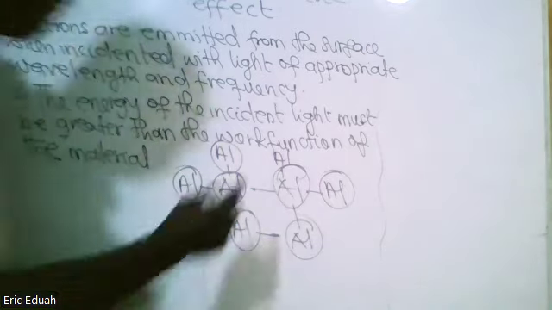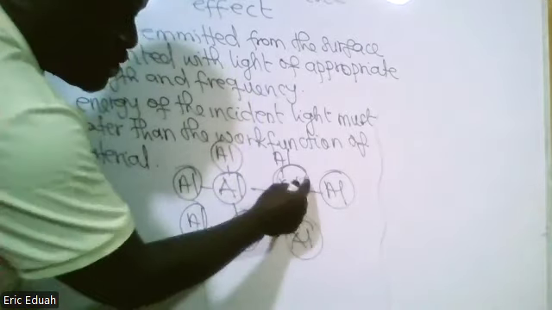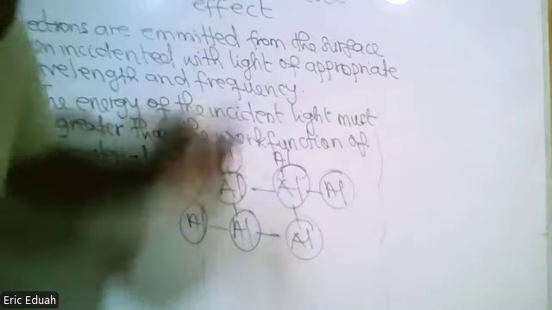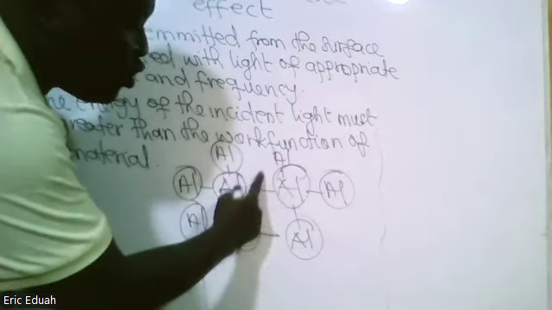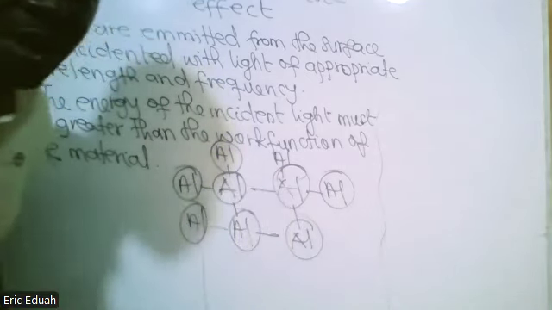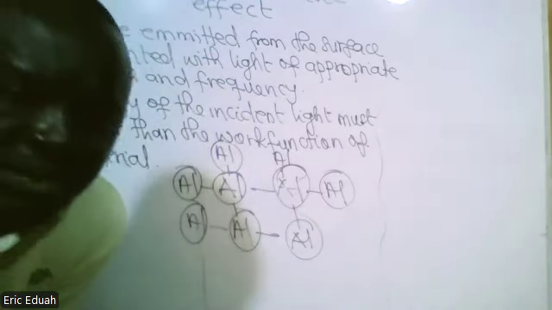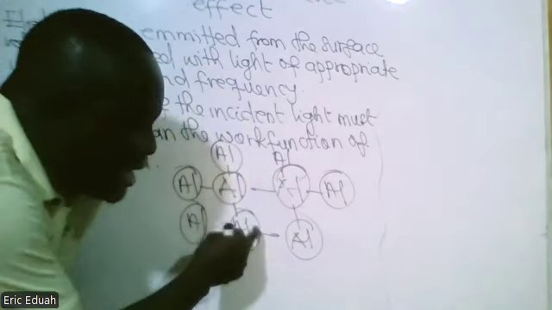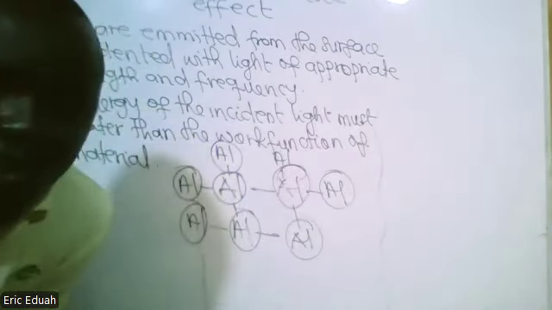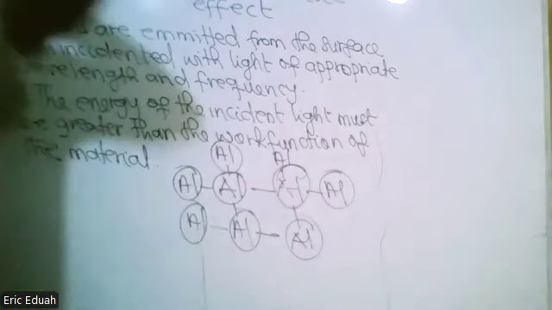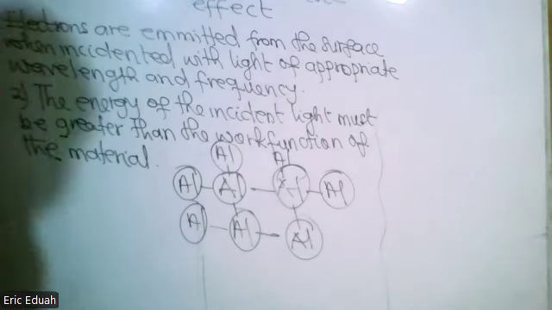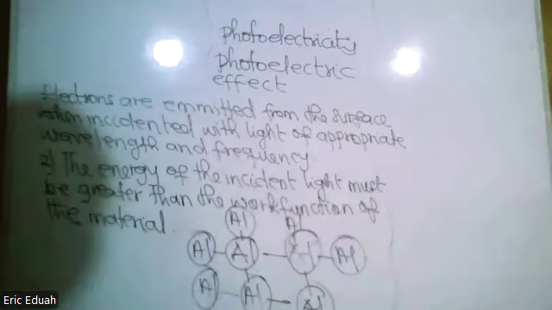So for the electrons to be free, the energy of the incident light must be greater, such that it would overcome the energy which holds the individual atoms together. And when that condition is met, the electrons surrounding individual atoms will be set free. So this is what we mean by photoelectric effects. Let's quickly move on and look at sources of light.